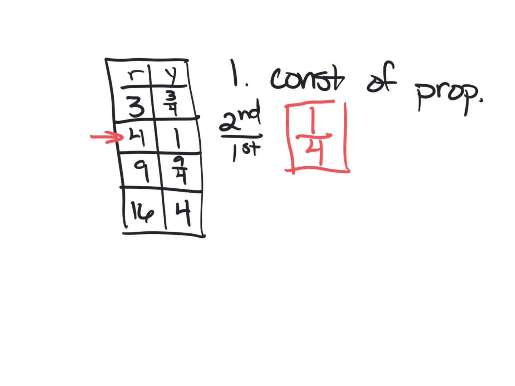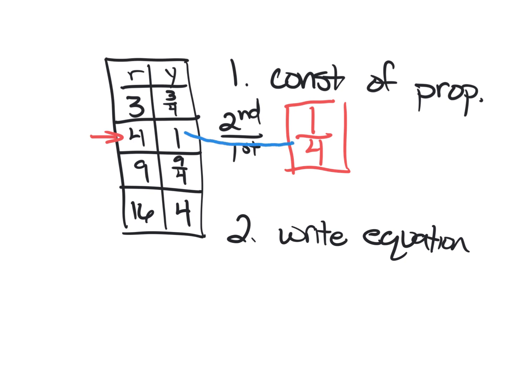The second part of number 1 is going to tell you to write an equation. To write an equation, we're going to take the constant of proportionality, 1/4, and remember the constant of proportionality goes with the first letter, or the letter in the first column. So if I write an equation, I have 1/4, that's my constant of proportionality, R, and that's going to equal the second column's letter, Y. So my equation is Y equals 1/4 R, and my constant of proportionality is 1/4.